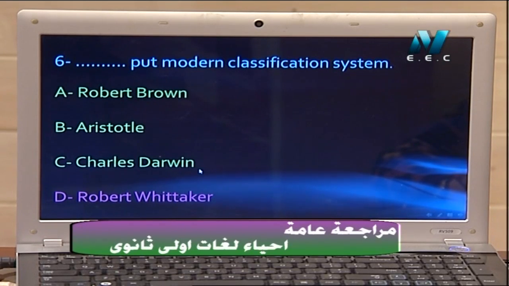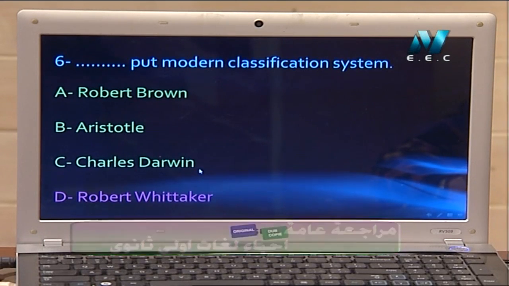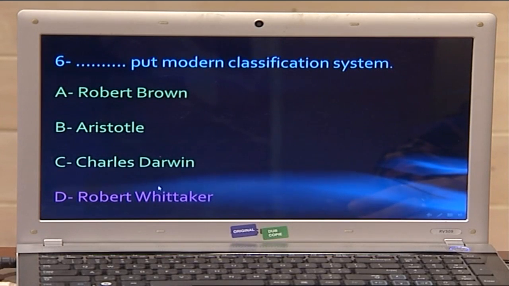He classified most of the living organisms. We still have some living organisms not in the classification. The common one is the virus. Virus is not found in the classification until now.